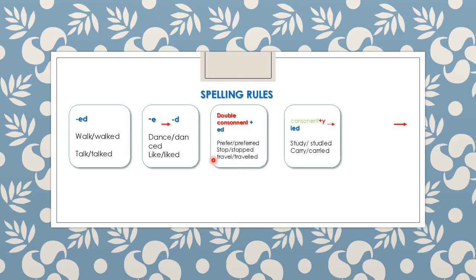Next, when we have a consonant plus y, study. Okay, so consonant plus y. We omit the y and we substitute it with ied. Study, studied. Carry, carried. Okay? And the last one, when we have a vowel plus y. All what we do is add ed. Enjoy, enjoyed. Stay, stayed. Play, played. So these are the five spelling rules that we have in the simple past.